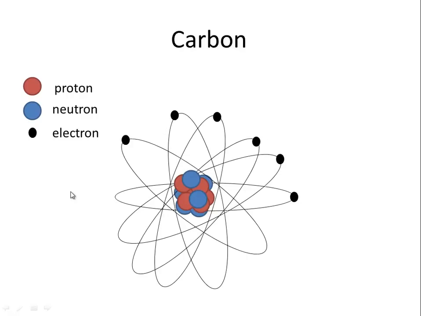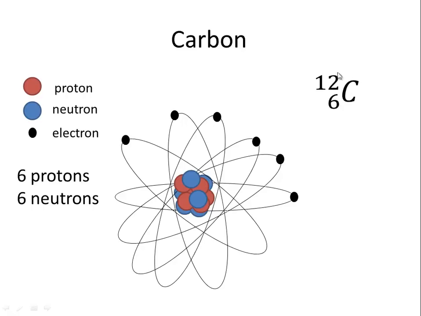What about the carbon that we made in part 1 of the video? I'll tell you there are 6 protons, 6 neutrons. So what is the nuclear symbol? Hopefully you came up with 12 over 6, right? 6 protons, that's the atomic number. 6 plus 6, that's 12.